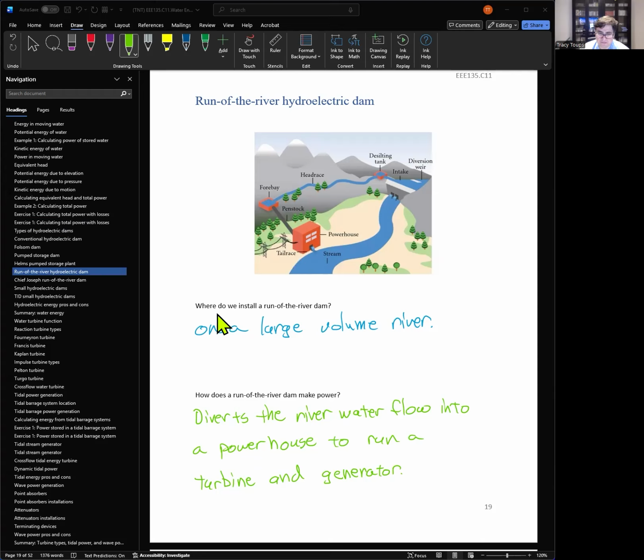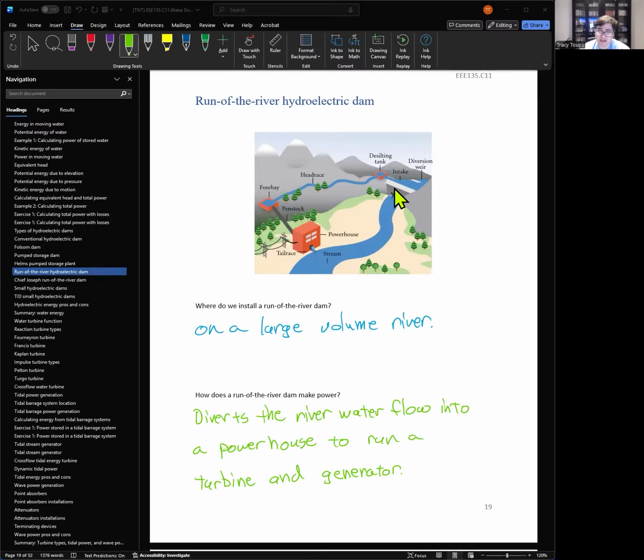Okay. So where do we install a run-of-the-river dam? On a large volume river. So the river needs to have a lot of water flowing through for it to make economical sense. How does it make power? Divert some of the river water flow into the powerhouse to run a turbine and generator. One thing to note is you still need outlets for the water to flow directly through the river itself, because you don't want all the water to flow through the powerhouse, because you might overwhelm it.